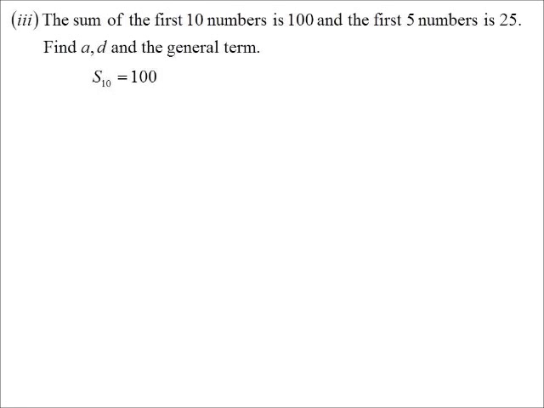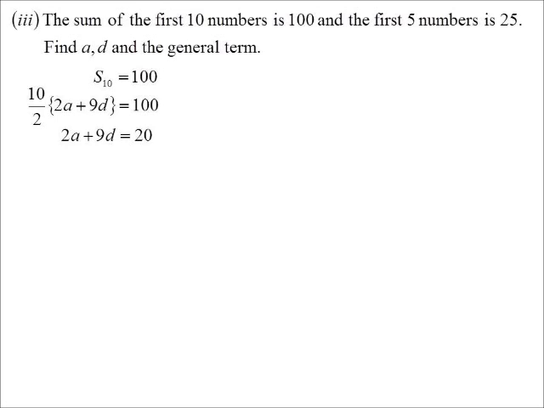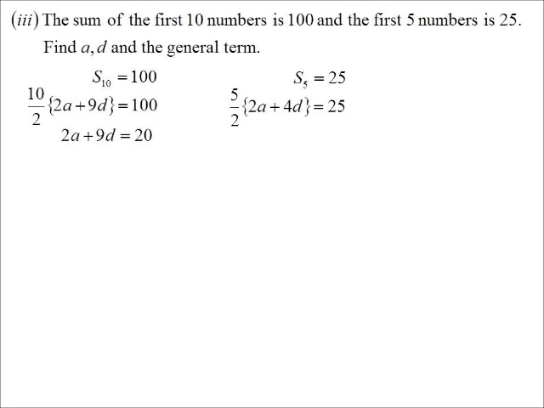I know the sum of 10 terms is 100. So 10 on 2, n on 2, 2a plus (n minus 1)d, in this case that's 9d, is 100. I might just tidy that little formula up. We get 2a plus 9d is 20. The other piece of information they've given me, the sum of the first 5 terms is 25. So 5 on 2, 2a plus 4d, n minus 1 is 4, is 25. Tidying that one up, I get a plus 2d is 5.